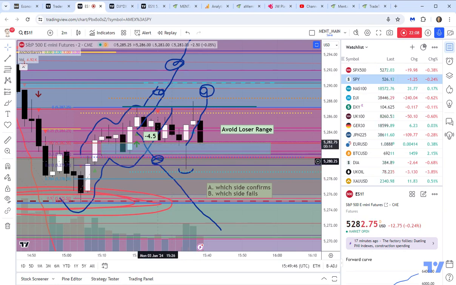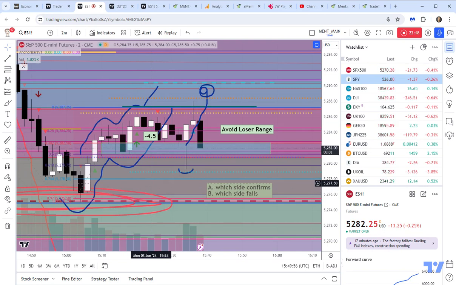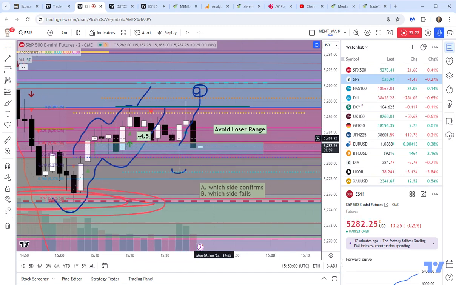We are still waiting for confirmation. Remember, price must move to new highs or new lows. So let's see what happens here. We're coming back down into this loser range. We do not want to be overly aggressive in the loser range. We definitely want to set up and wait for confirmation.